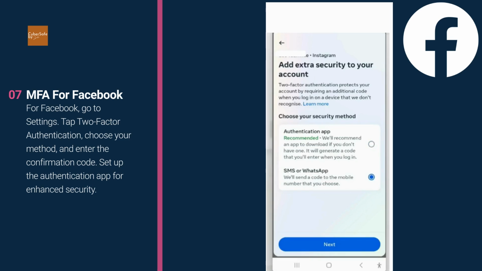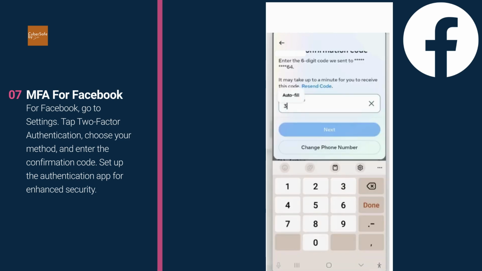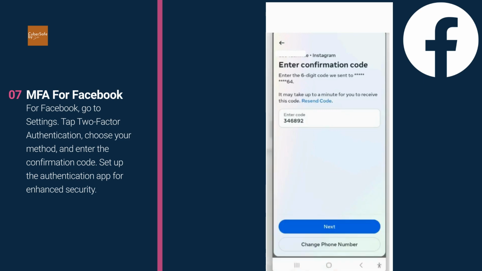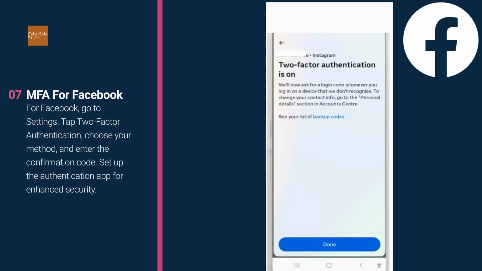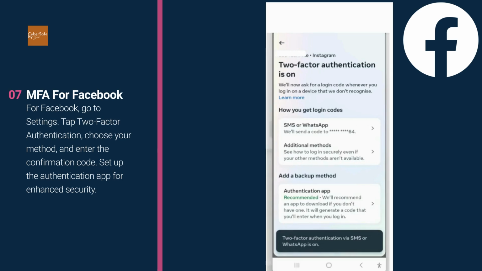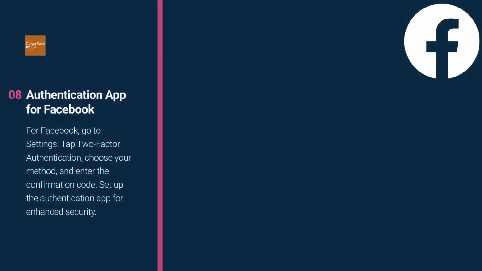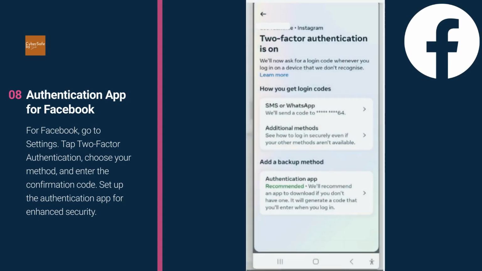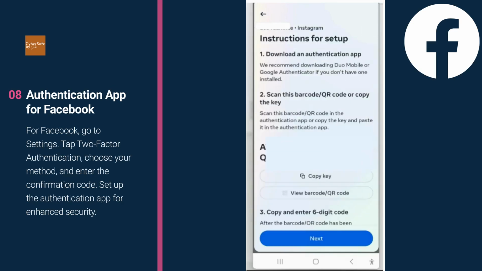Select SMS or WhatsApp. Click Next. Enter confirmation code sent to your phone number. Click Next. Click Done. You have now set up your phone number as an MFA method. Next, we will set up Authentication app. To set up the Authentication app for Facebook, click Authentication app. You can copy the setup key on the screen and paste in the Authentication app or scan the QR code.